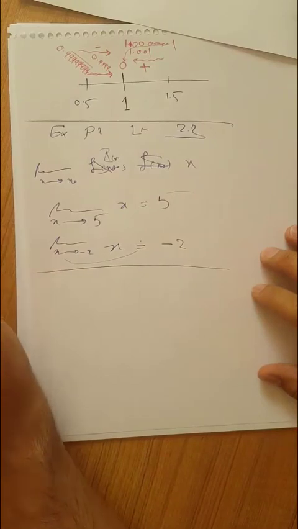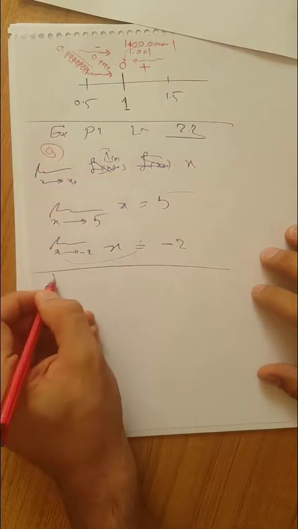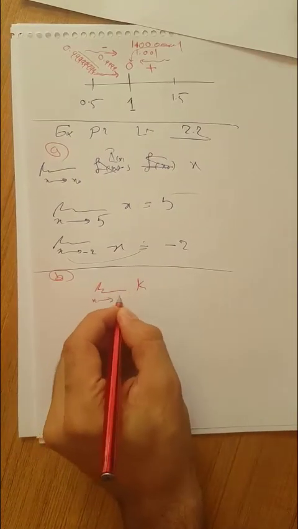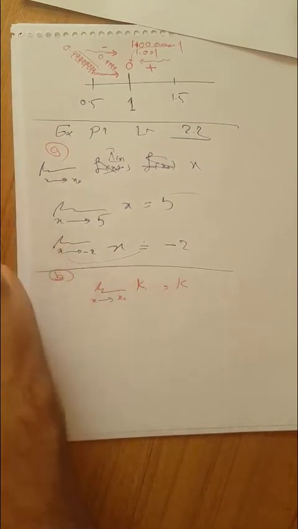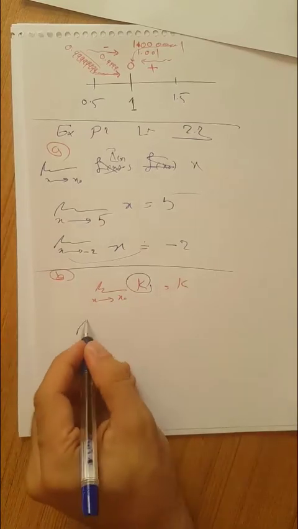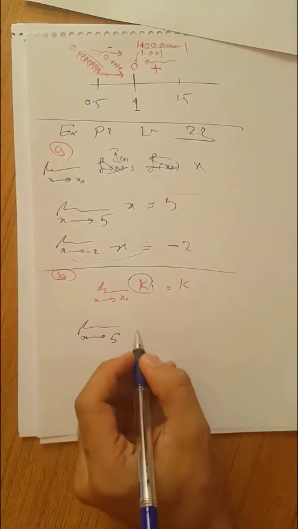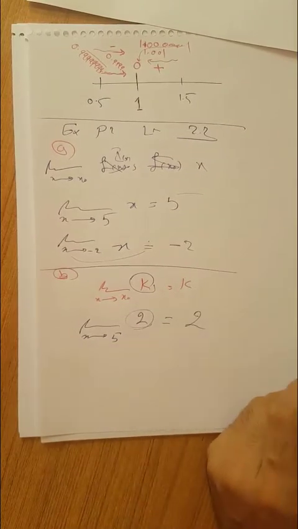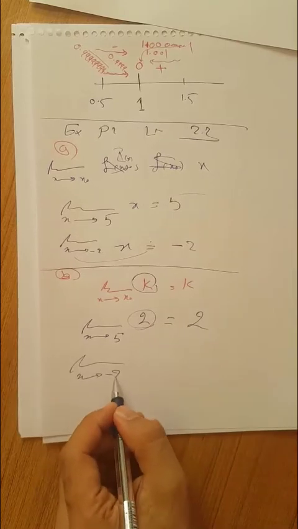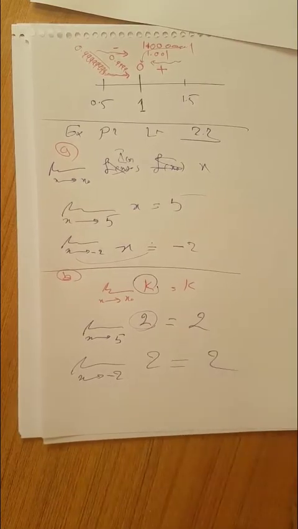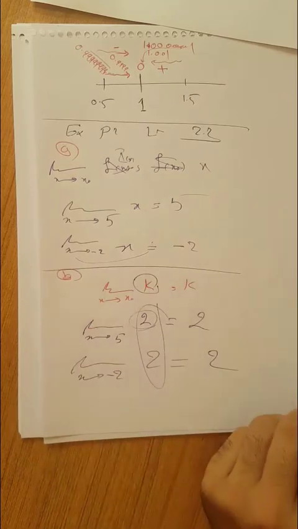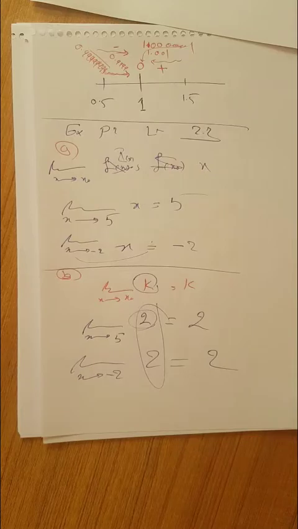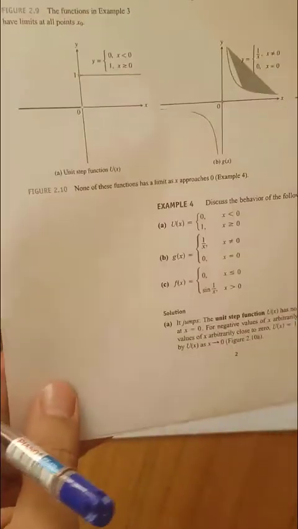How about the second? Part B, example A. This is the constant rule. For example, x is going to 5 and now I have 2. This is the constant function, we just put 2. How about x going to -2? Because you have 2, you will also get 2. This is the constant function, because it's just the number, there is nothing more to do with it. That's why.